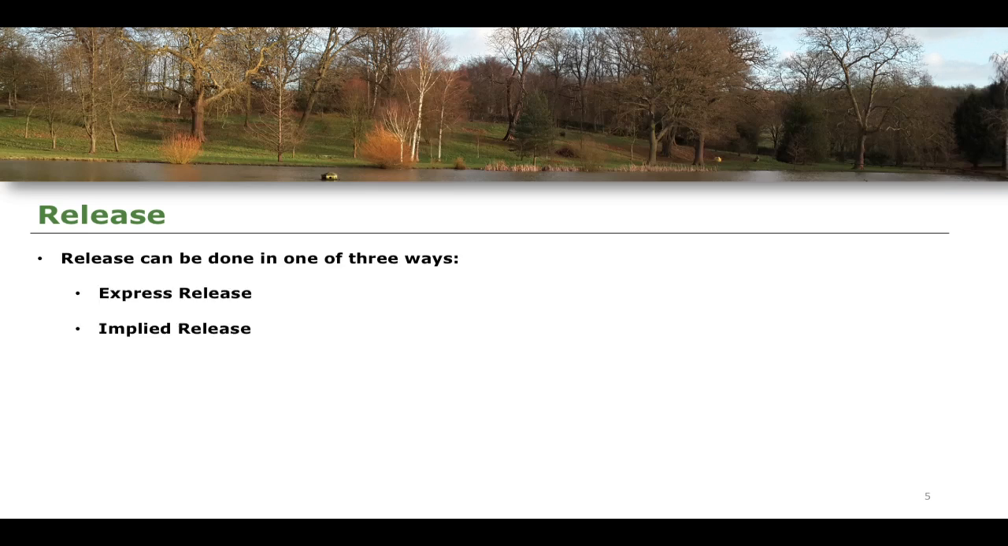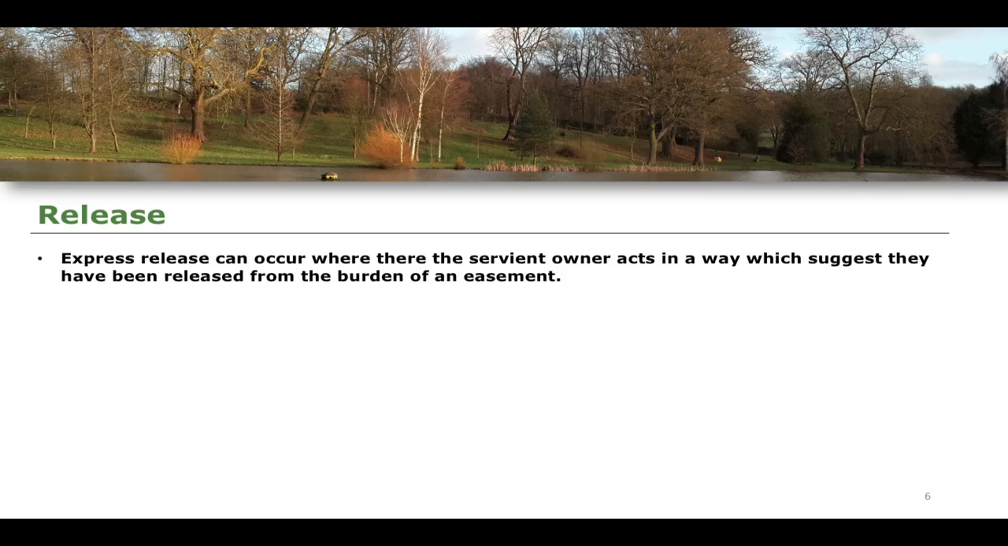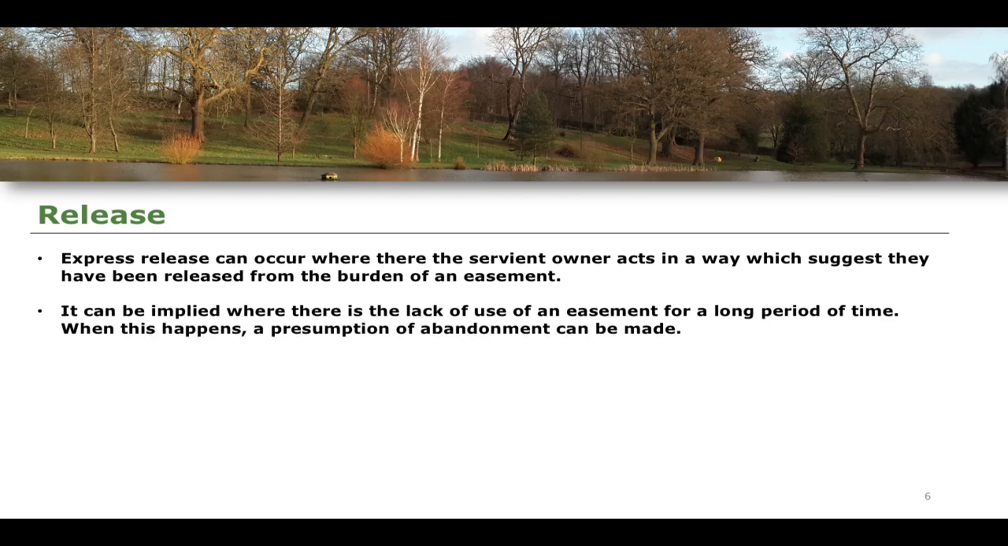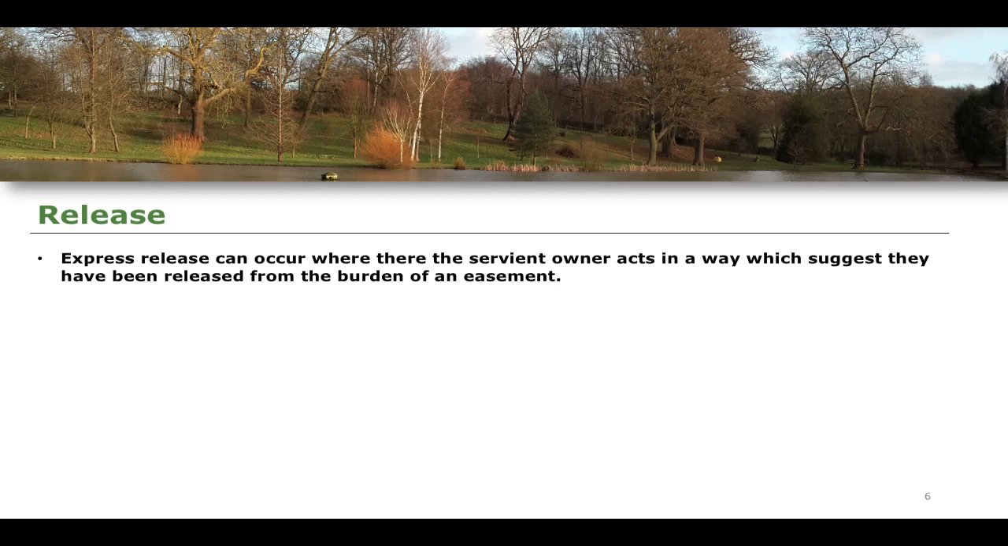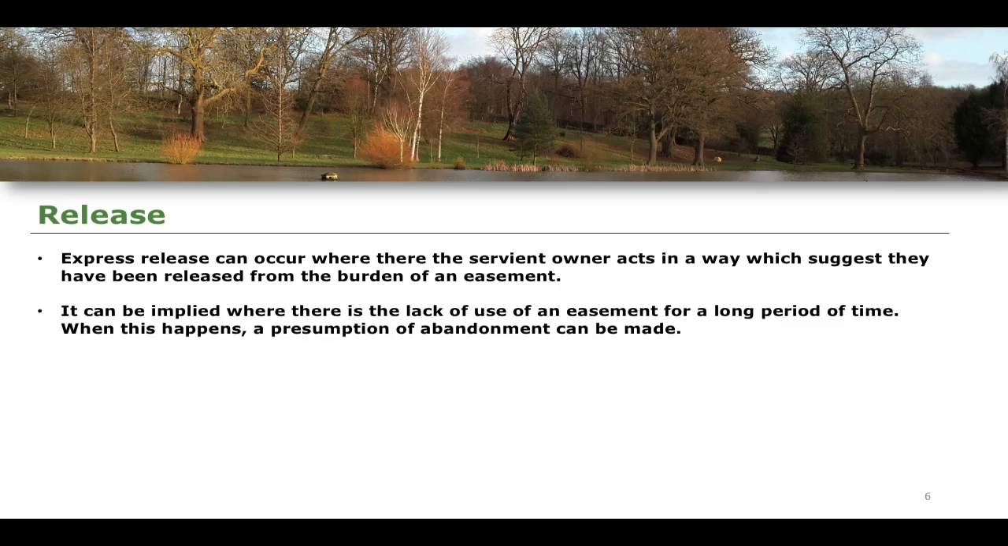The second way in which we can terminate an easement is through the process known as release. Release can be done in one of three ways. You can release expressly, you can release impliedly, and you can release through statute. An express release will occur where the servient owner acts in a way which suggests that they have been released from the burden of the easement. So, if you're the servient owner, you have acted in a way which suggests that you have been released from the burden of an easement. Therefore, there will be an express release of that easement, and it will terminate.